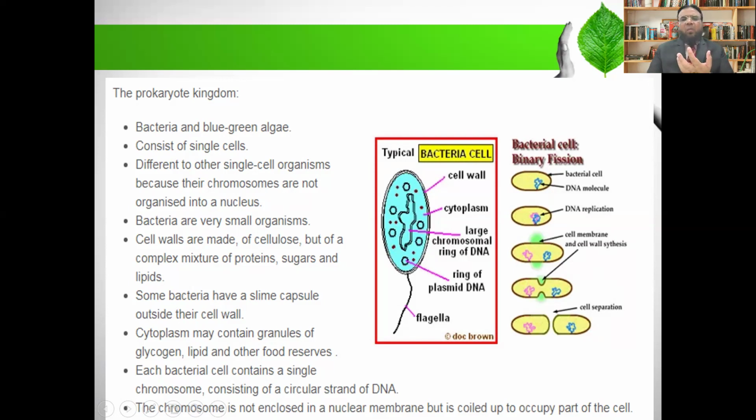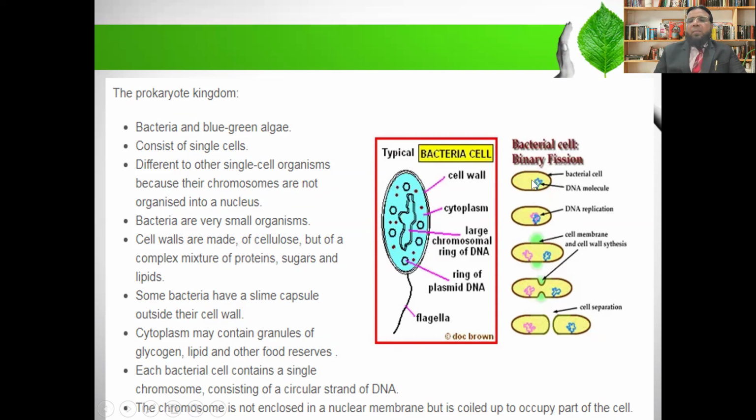The cell wall of a plant is made up of cellulose, but the bacterial cell wall is made up of peptidoglycan. Okay, peptidoglycan. This cell wall is different from the plant cell wall because the plant cell wall is made up of cellulose and the fungal cell wall is made up of chitin, but the bacterial cell wall is made up of peptidoglycan. And you can see in the diagram how one cell divides into two cells.